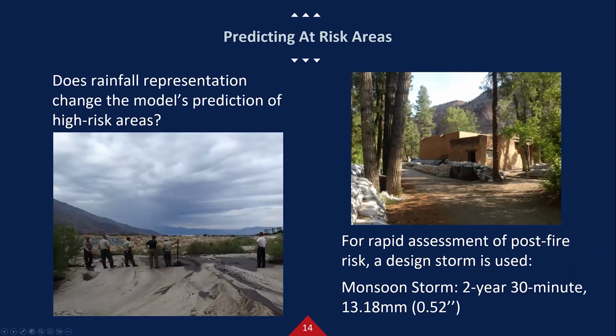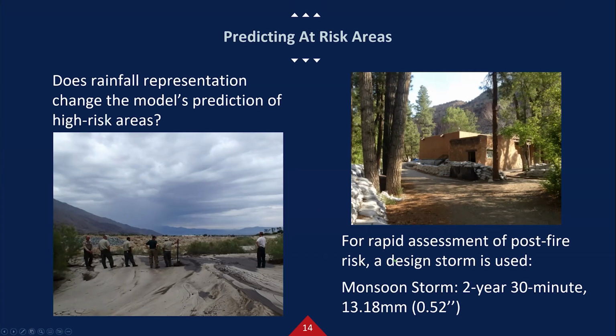So here's the visitor center at Bandelier after the fire, and you can see all of the sandbags stacked over here where they were put up to help protect this visitor center. But now we're going to ask the question, does the rainfall representation change the model's prediction of high-risk areas? Even though we saw that the rainfalls from these design storms give a much different answer than the actual event as predicted by radar.